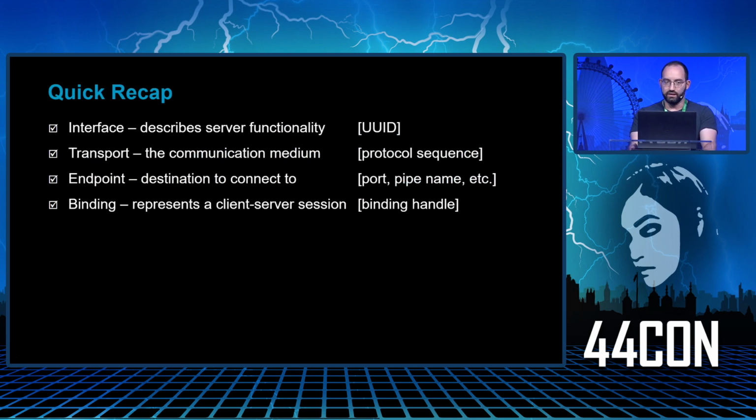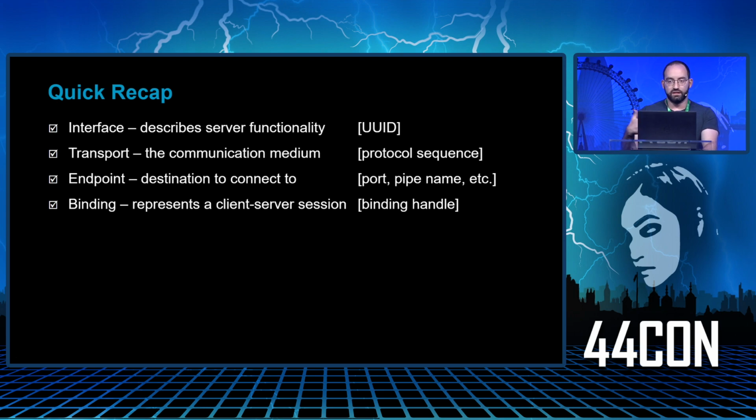So that's it for the RPC overview. Let's recap before moving on. We have the RPC interface, which is what describes the server functionality, and it's represented by a UUID. Then we have the transport, which is the communication medium, which carries the data between the various clients and servers. And it's represented by a protocol sequence like TCP or named pipes.